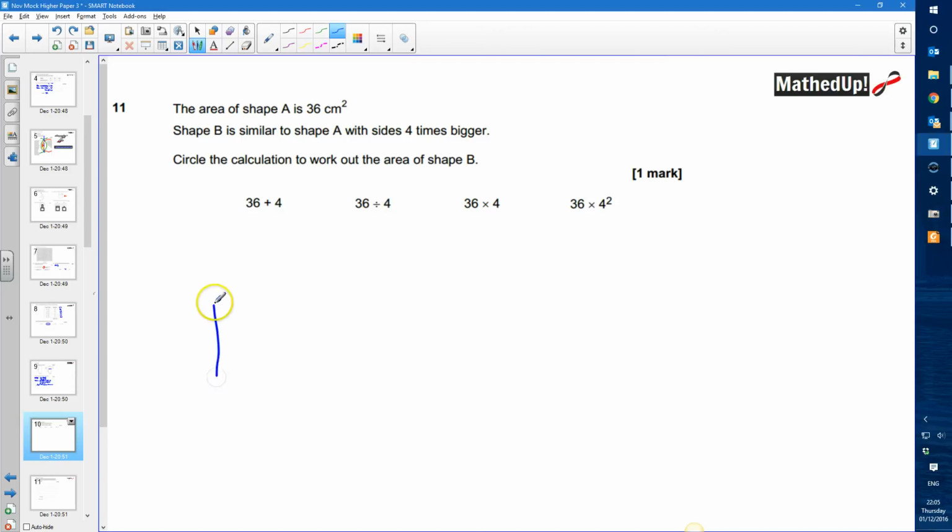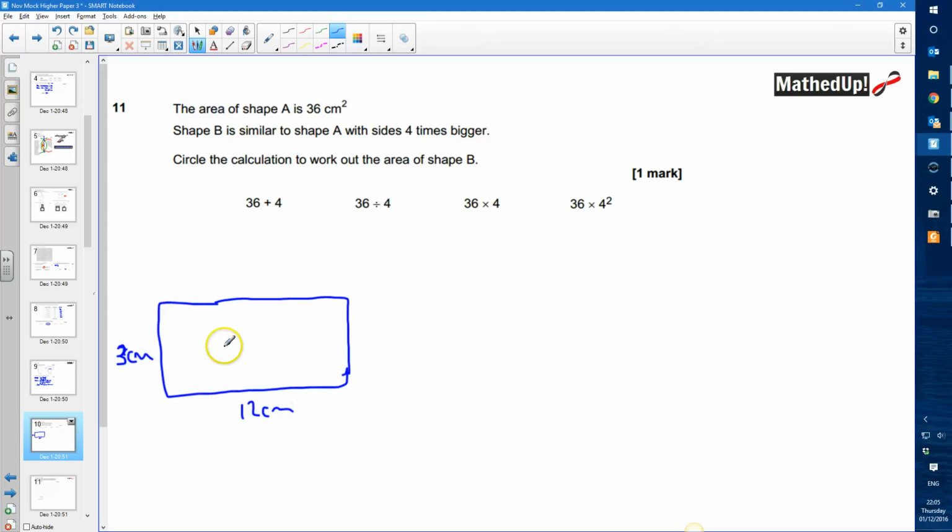So let's just say that shape A is drawn like this. Then let's say that that's 3 centimeters, and that's 12 centimeters, and that does give us an area of 3 times 12, which is equal to 36 centimeters squared. So that's our shape A. Now shape B. Let's draw shape B, and it's going to have lengths 4 times bigger.